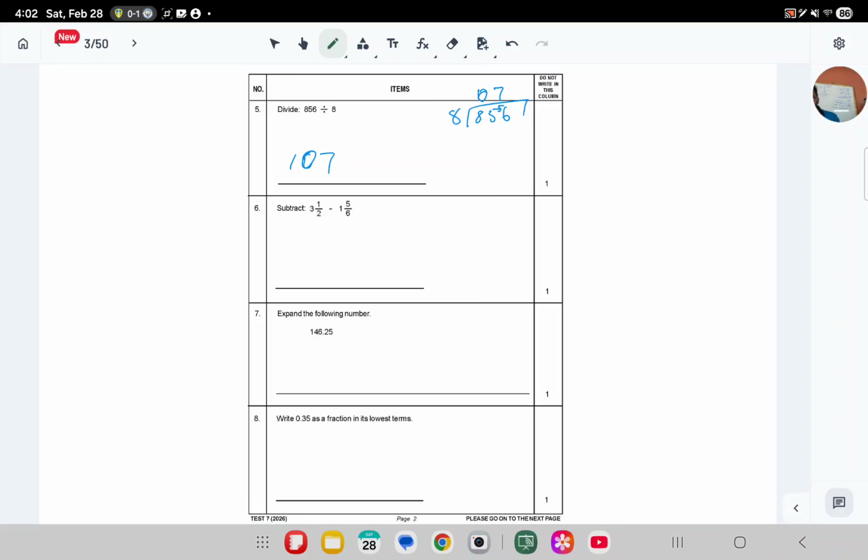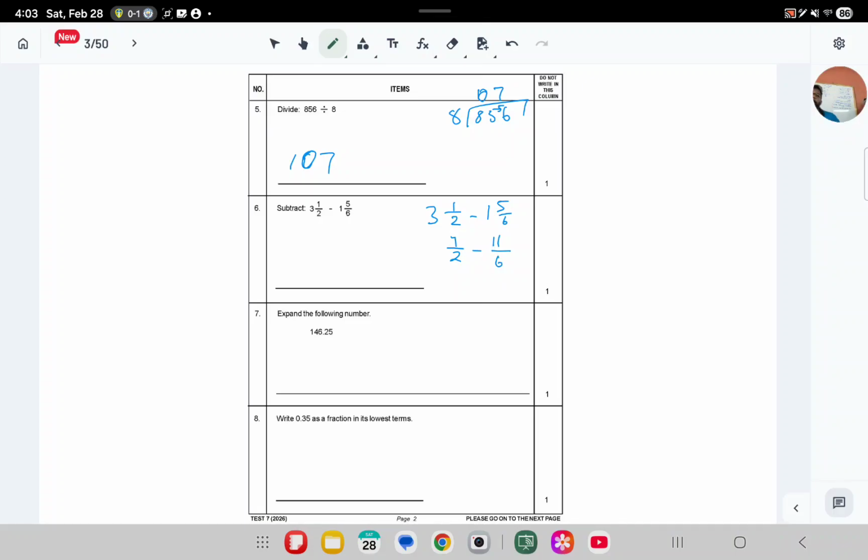Number 6, subtract 3 and 1/2, take away 1 and 5/6. Alright, so what I normally do is change the mixed numbers to improper fractions and then take away, because it is easier for me than to have to borrow one from the whole number when the fraction is smaller. So 3 by 2 is 6, add 1 is 7 over 2. Take away 1 by 6 is 6, add 5 is 11 over 6.